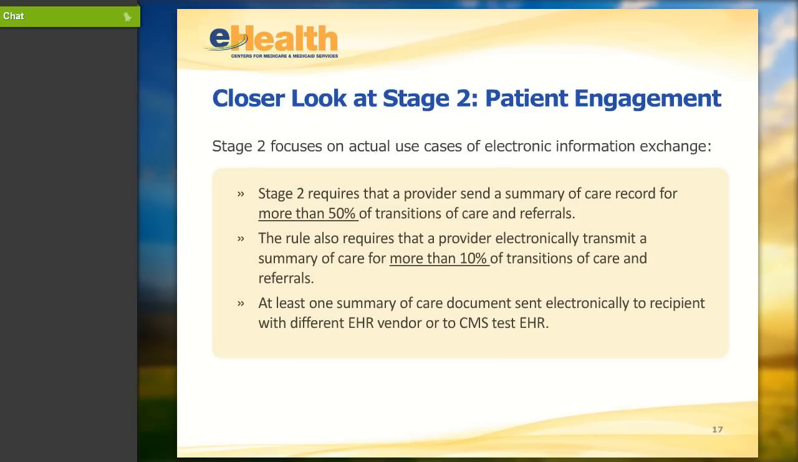And then finally, there's a third measure to this objective, and that is that at least one of those summary of care documents that you send during the entire period has to be sent to somebody who has a completely different EHR vendor than you do. The idea here is to really encourage information exchange outside of organizational walls, outside of vendor and technology walls, because we want to make sure that information can flow freely from care setting to care setting, regardless of what EHR a provider is using.